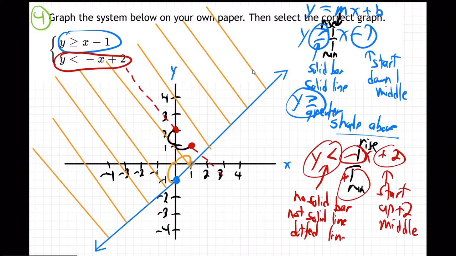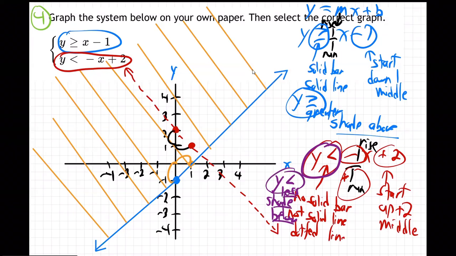This. So dotted line for that one. So, right? Because it's not a solid line. And then, do I shade above that line or below that line? Well, it says, what does it say? Y less. So Y less, shade below, right? Right?